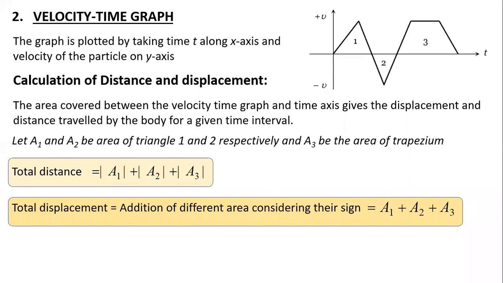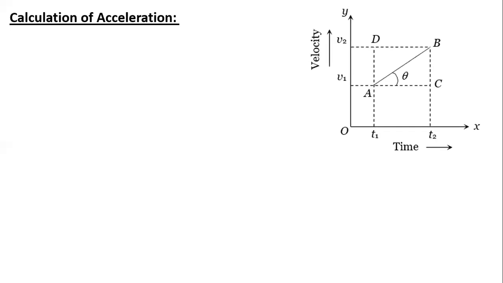So that is your first thing which you will get from your velocity time graph. There is one more thing which we calculate from velocity time graph, and that is called acceleration. I'm just considering a similar graph which we did for our position time. So see, initially when the time was t1, the velocity of the particle was v1, represented by point A, and when the time increased to t2, the velocity became v2.